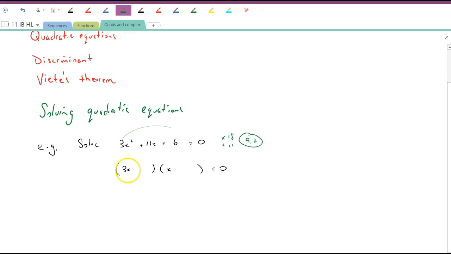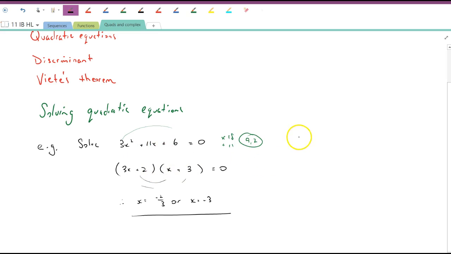Now, because this is 3x squared, I know it's 3x and x, so I can go straight in here, and I need two numbers to multiply to 6 so that when I look at those pairs of products and add them together, I get 11. So 3x and 2, I can see, is going to work. Sorry, 3. So this gives me 9x plus 2x is 11x. So that looks good. Therefore, x is equal to minus 2/3, or x is equal to minus 3. And there's my solution.